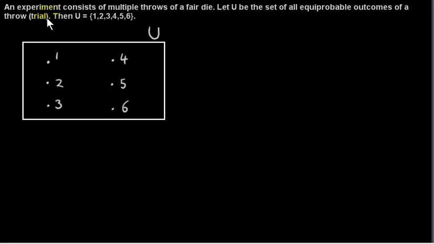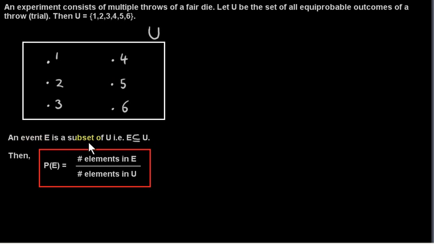A throw is one trial of our experiment. So I've drawn a rectangle to represent U. You might be familiar with this. The letter U is often used for a universal set. So these are all the outcomes of a particular trial, and they're equiprobable. They all have the same probability. Each of them has a probability of 1/6.